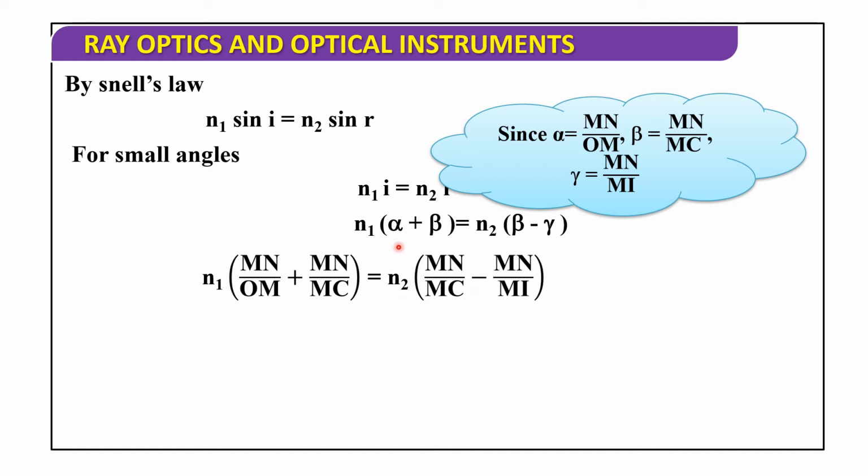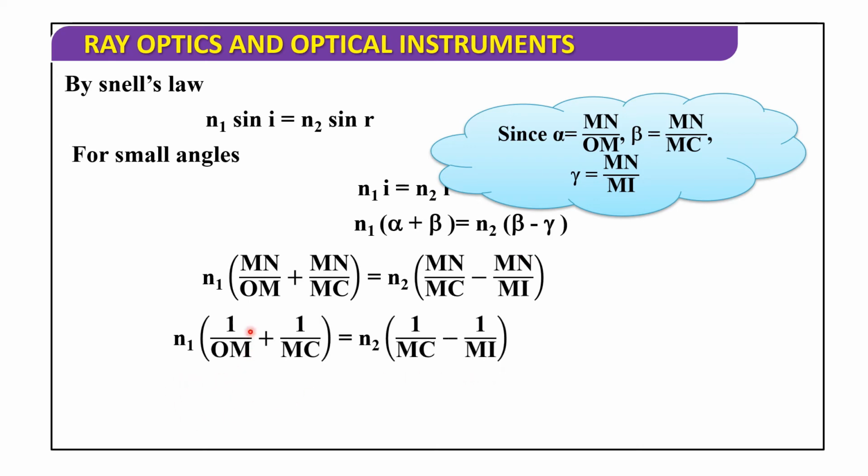Substituting alpha, beta, gamma in this, we get n1 of MN by OM plus MN by MC equals n2 of MN by MC minus MN by MI. Now cancelling MN on both the right-hand side and left-hand side, we get n1 of 1 by OM plus 1 by MC equals n2 of 1 by MC minus 1 by MI.